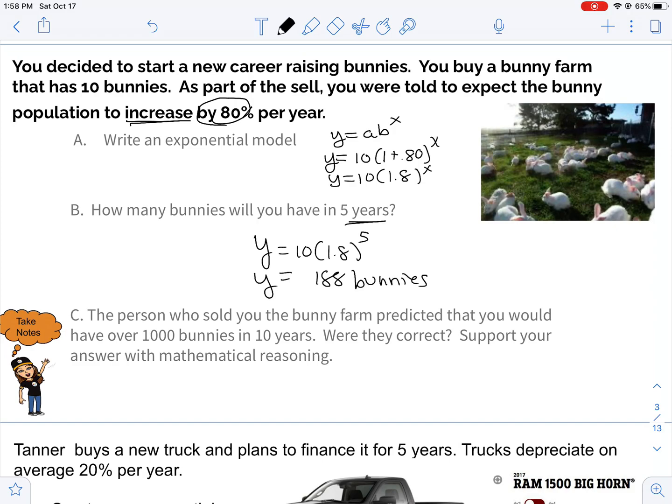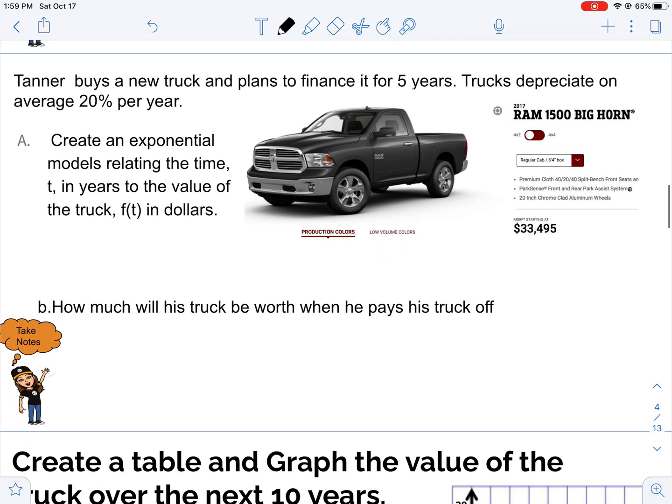And then the person who sold you the bunny farm predicted you would have 1,000 bunnies in 10 years. Were they correct? Okay, so if I want to check this out, let's type in 10 years. If we do those calculations, we can see we get about 3,570 bunnies. So yeah, you're going to have way more than 1,000 bunnies in 10 years. And my mathematical support and reasoning is my equation here. Okay, let's try another one.